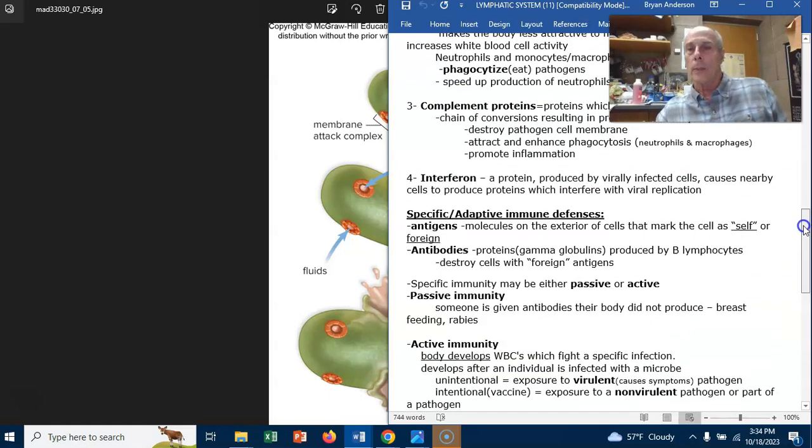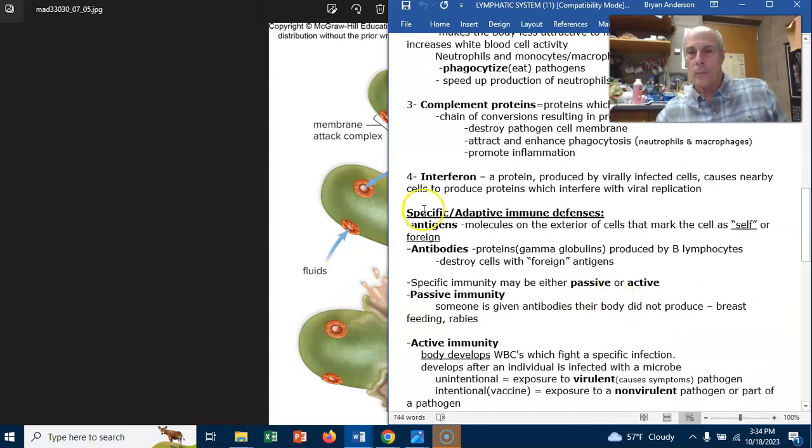Just a little bit of introduction to the next section, and we'll be done. That is specific or adaptive immune defenses. With these, the body does need to identify the specific pathogen and create an antibody that will destroy it. That's why the word adaptive. It's able to adapt to and create an antibody that will defeat a pathogen that has been identified.